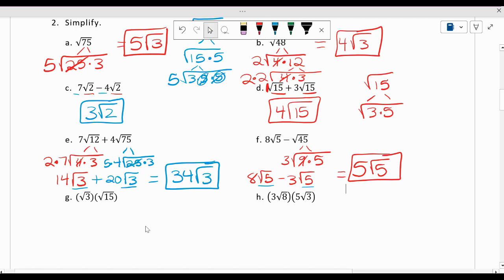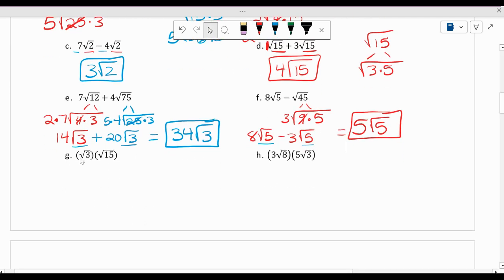G and H, this time the radicals are in parentheses next to each other. There is no operation. When things are in parentheses next to each other and no operation, that means they're being multiplied. They're telling me multiply these two radicals and then these two radicals.